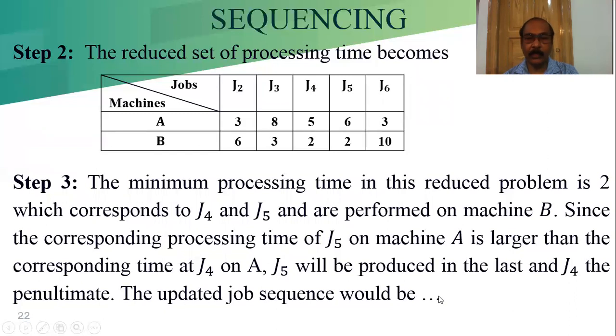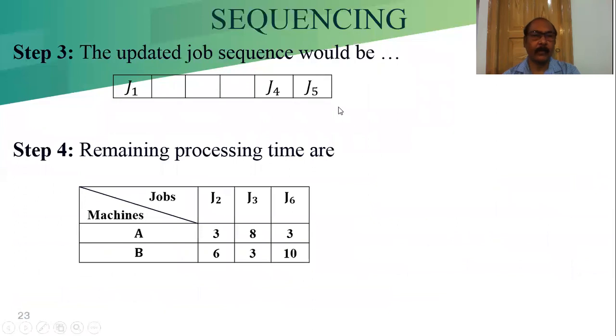The updated job sequence now gives the next arrangement of the jobs. J5 at the end, then J4, because there is a tie of 2 and 2, and if we check machine A, the processing time corresponding to J5 is more than J4. That's why J5 is at the end, then J4. So we get our remaining processing times by removing J4 and J5 from the time schedule.